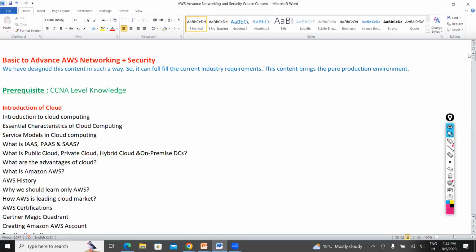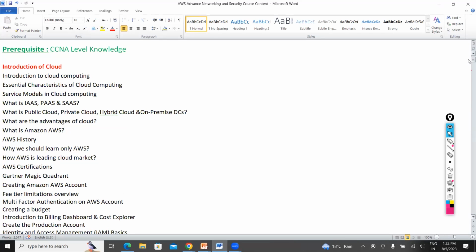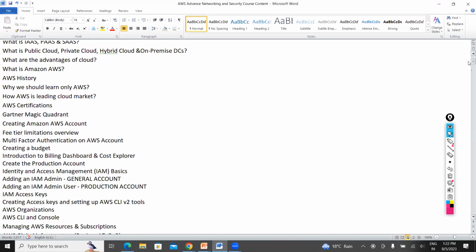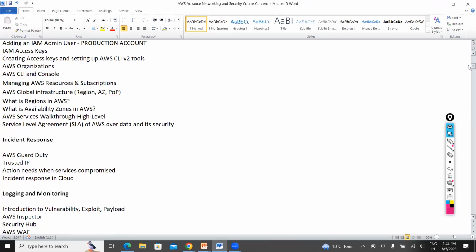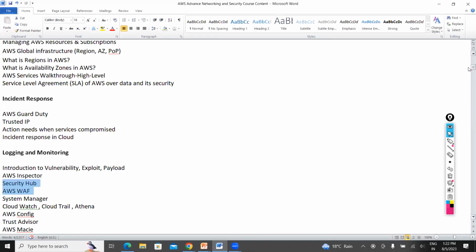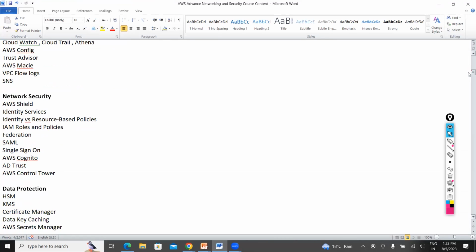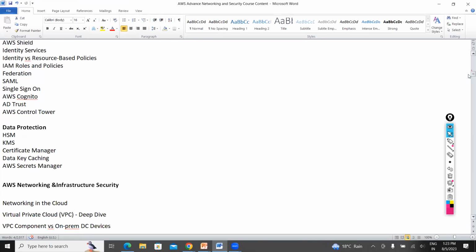So this is the complete security content, and the network content on the basic cloud associate architecture we will cover. It starts from what is cloud, what are the services, what are the models, what is the free tier, how we can use IAM, and how we can use incident response. These are the security services and tools that I will not explain now, because these terms might be new for you: what is GuardDuty, trusted IPs, Inspector, WAF, and Security Hub. We will cover these in terms of incident response, logging and monitoring, and network security: what is AWS Shield, IAM roles, policies, federation, SAML, single sign-on, Cognito for mobile application security, and for data protection, HSM, KMS, and Certificate Manager.